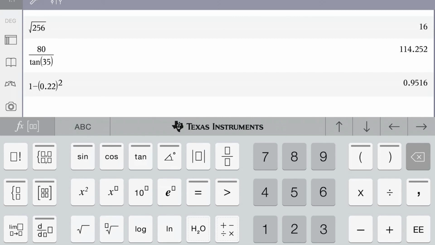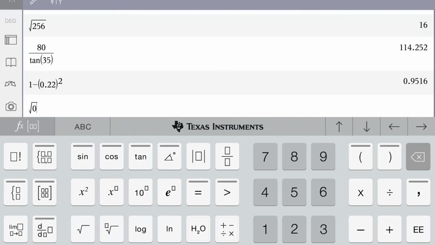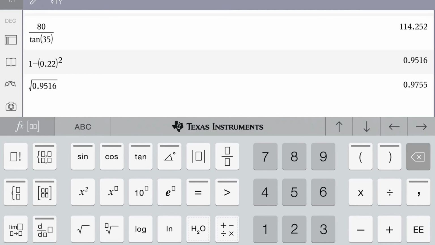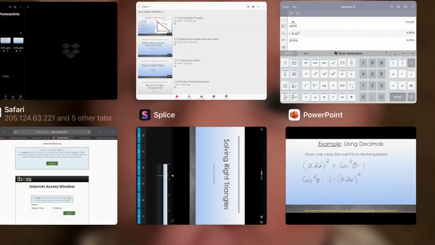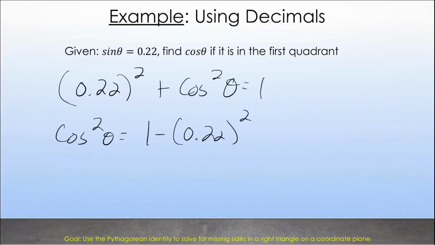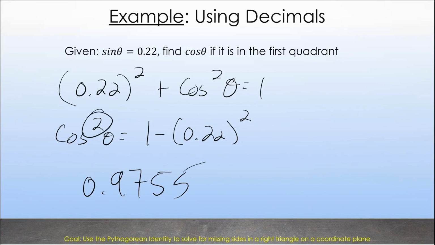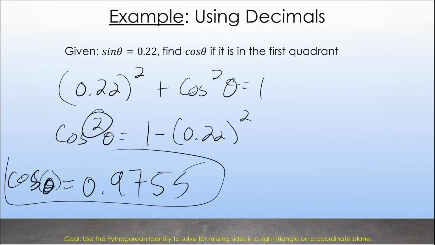get 0.9516, and then we have to take the square root of that, and get 0.9755. So I took the square root. I did 2 calculator steps there. I know that's what my cosine of theta needs to be, and we are set.